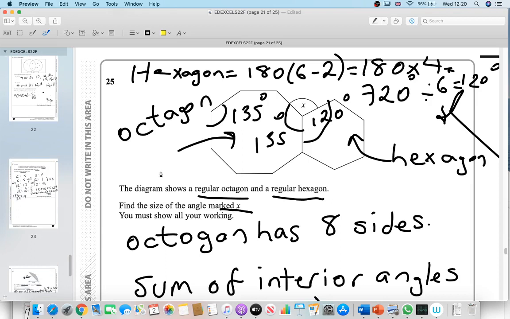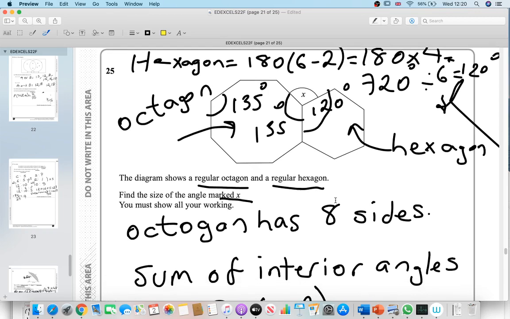Right, guys, the diagram shows a regular octagon and a regular hexagon. Find the angle marked X. We need to work out the interior angles of these two shapes using the sum of interior angles formula. Once we've worked out those two angles, then angles around a point add up to 360. So X plus these has to equal 360. You must show your workings.